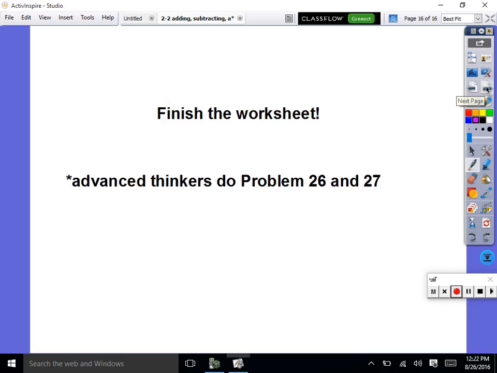All right, finish the worksheets. Problems 26 and 27 are for advanced thinkers. So attempt them. If you can't do it, then you don't need to get too worked up about it. The reason I didn't post problem number 30 yet is because my thing has been having technical difficulties. But I really will post problem number 30 from last time if you're interested.